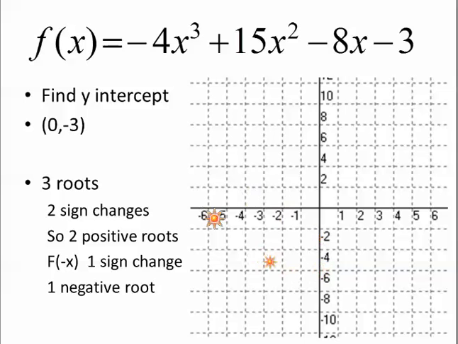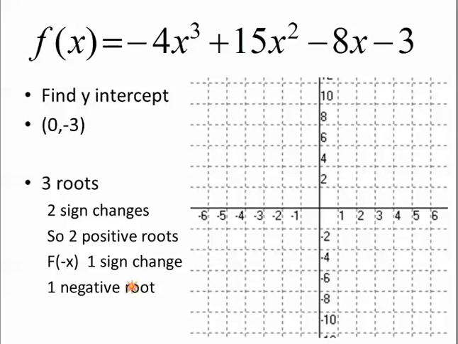Next thing I'm going to look at is my roots. And if I remember from last time, it starts negative, it changes to positive. That's one sign change. It changes back to negative. That's two sign changes. That means we have two positive roots. So if I stick f of negative x in here, this one becomes a positive number. This one is a positive number. This one becomes a positive number, but this one's negative. So there is one negative root. So two positive roots, one negative root.